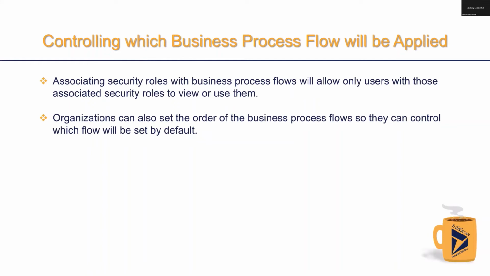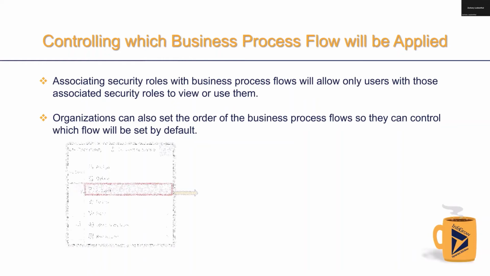When a user creates a new record for an entity, the list of available active business process definitions is filtered by that security role. The first activated definition for their security role, according to the process order list, is the one that is applied by default.